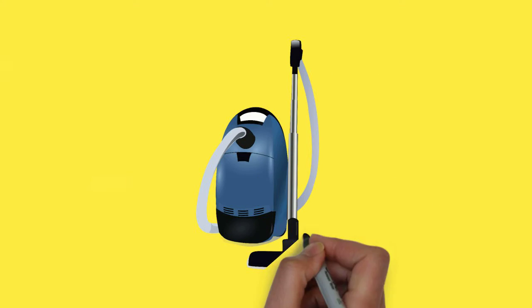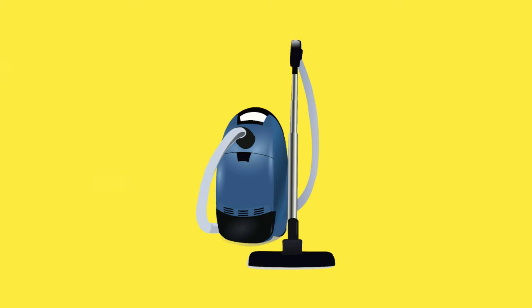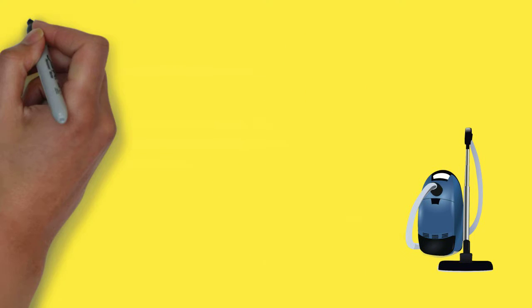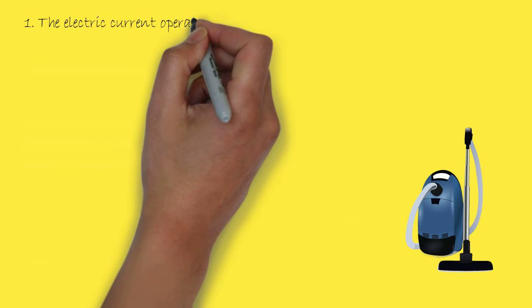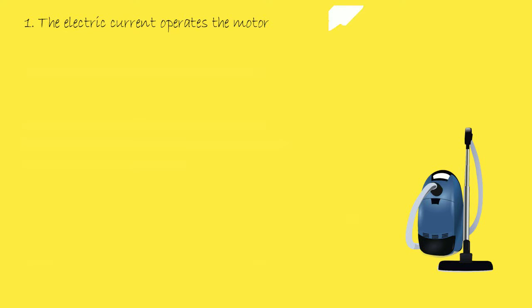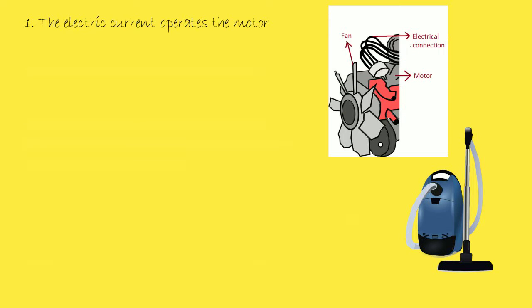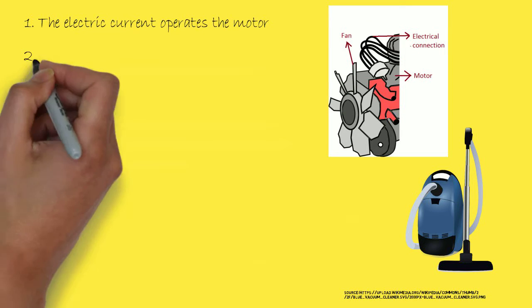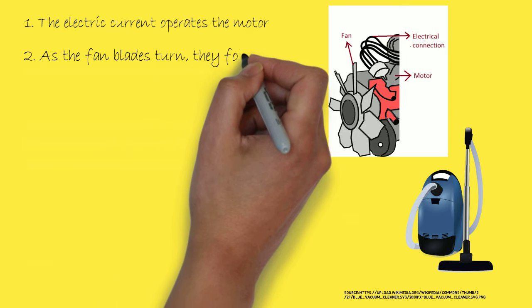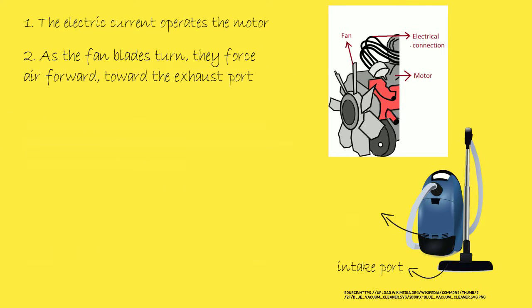When you plug the vacuum cleaner in and turn it on, this is what happens. The electric current operates the motor. The motor is attached to the fan, which has angled blades like an airplane propeller. As the fan blades turn, they force air forward toward the exhaust port.